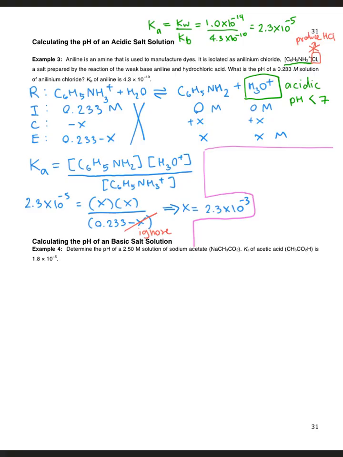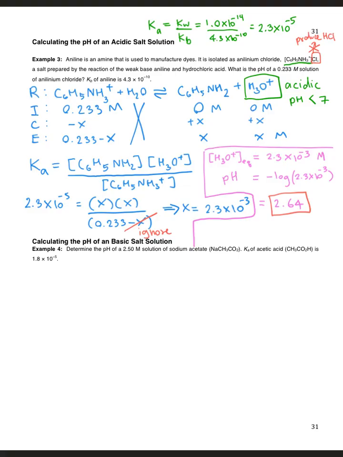And X is the concentration of hydronium ions at equilibrium. Therefore, if you take the negative log of the concentration of hydronium ions at equilibrium, you are going to get the pH, which equals 2.64. Again, your answer has to come out to be less than 7 because we just classified this salt as an acidic salt.